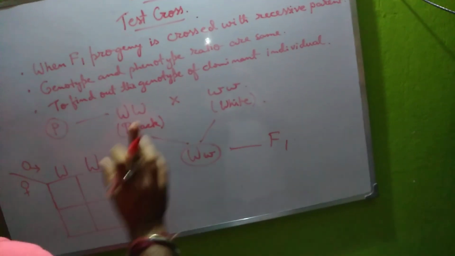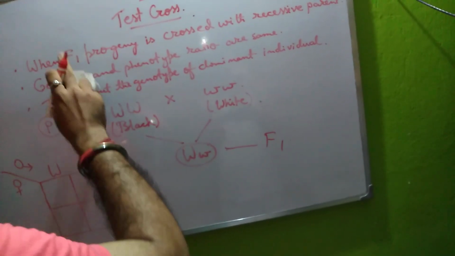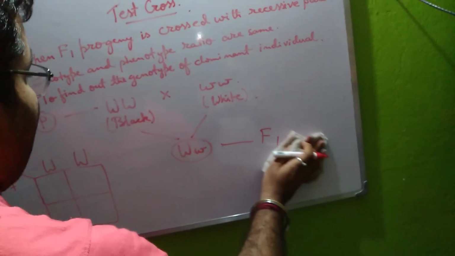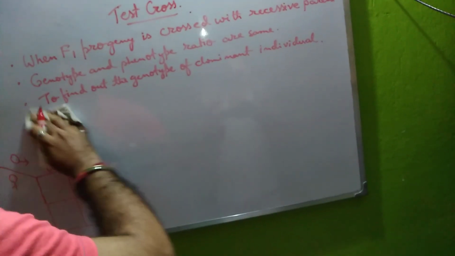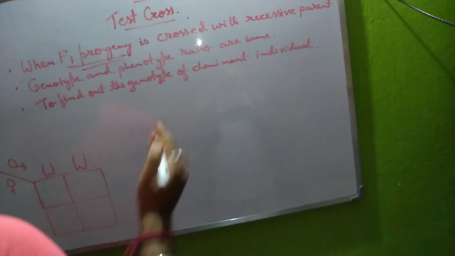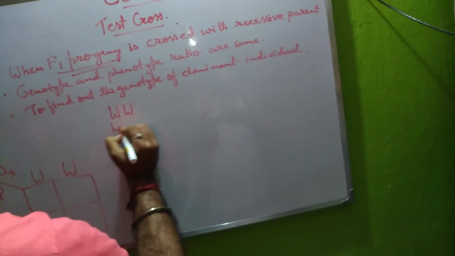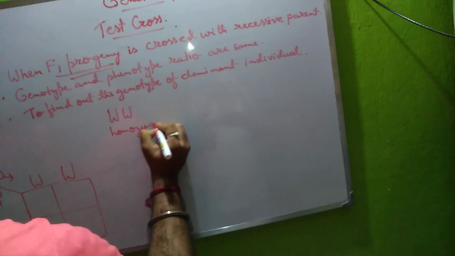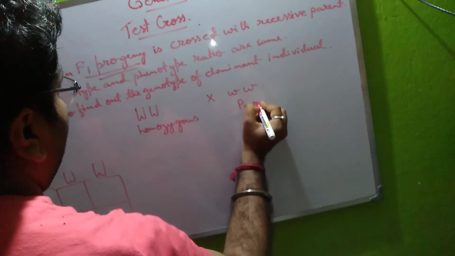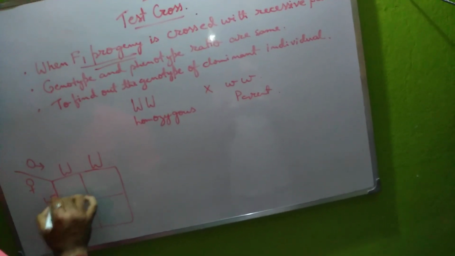Now as we are discussing over here, the F1 progeny is crossed with the recessive parent. Mainly we want to know the genotype and the phenotype of the F1 progeny. So if I take the F1 progeny to be the homozygous dominant one, and the parent is the recessive one, what I will get from here is capital W, and small w and small w.